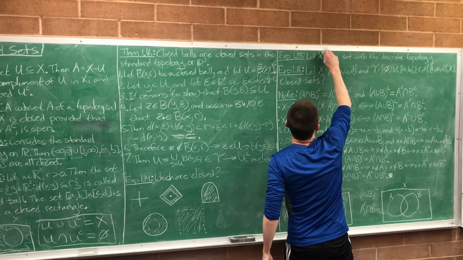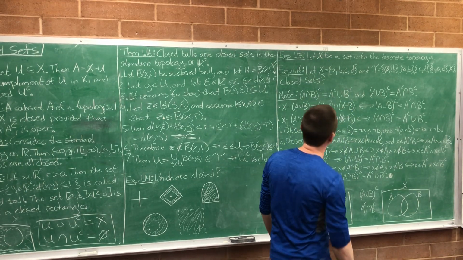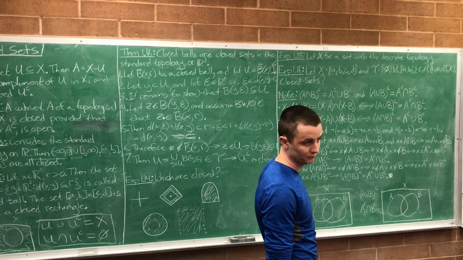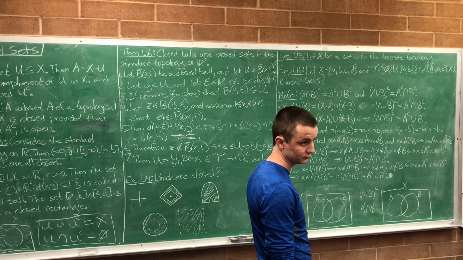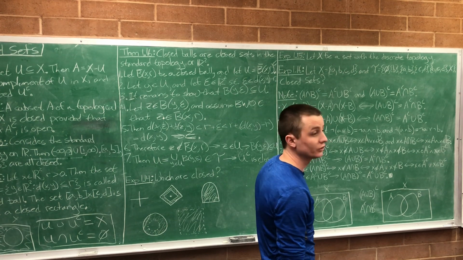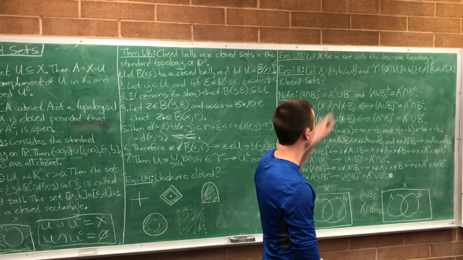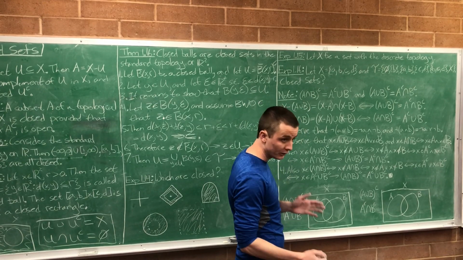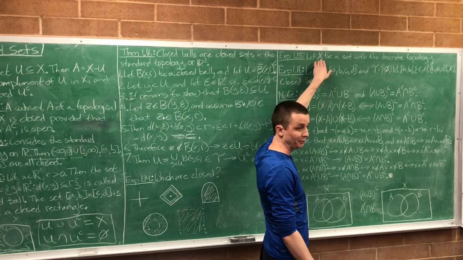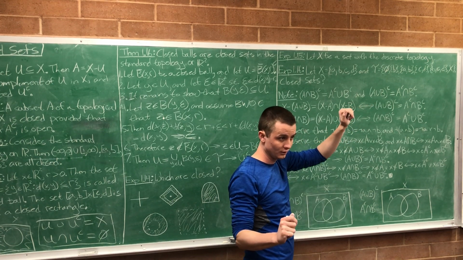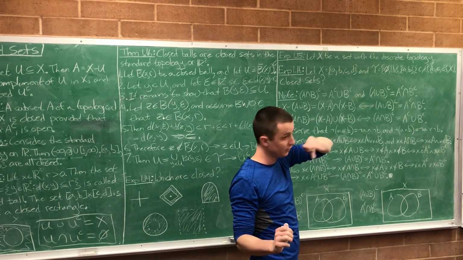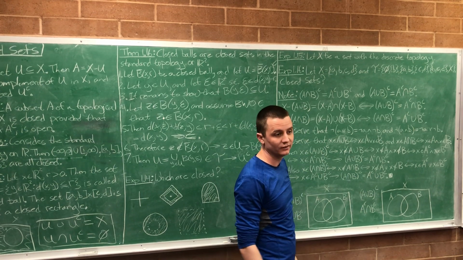So let X be some set with the discrete topology. You remember what the discrete topology is? Isn't it just the power set? The power set of X. It's the set of all possible subsets of X. Okay. So what are the open sets? Any possible subset of X you can think of. That's an open set. Okay? What are the closed sets in that topology?